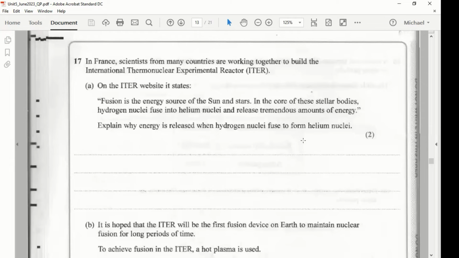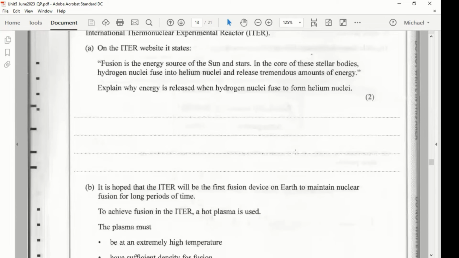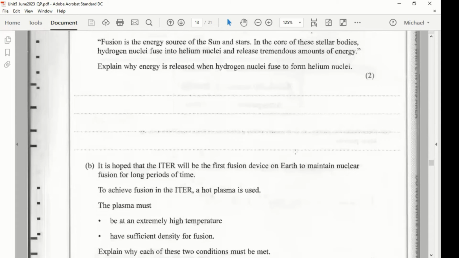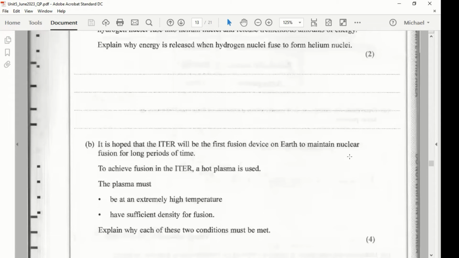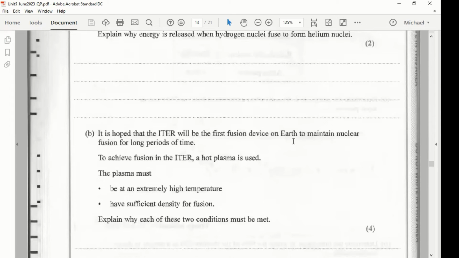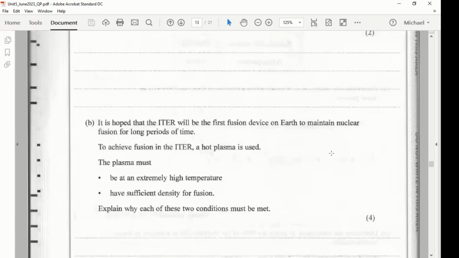It is hoped that the ITER will be the first fusion device on Earth to maintain nuclear fusion for long periods of time. Okay, maybe it will be. But remember, even if it does, it's not actually producing any useful electricity. What it's doing is simply producing a little bit of energy output, which is probably nothing compared to the amount of energy you're putting in. But again, let's not go there.